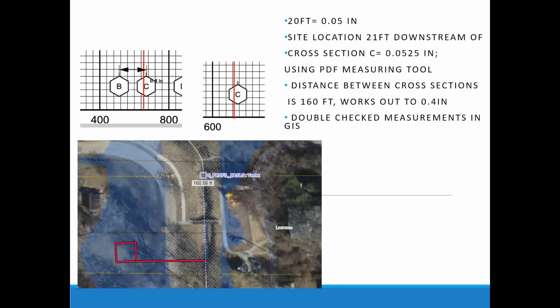I'm also checking the distance between the two cross sections just to make sure that it lines up with what I'm seeing in the profile. And it does, that distance works out. It's 160 feet. And it works out when I look at the flood profile.